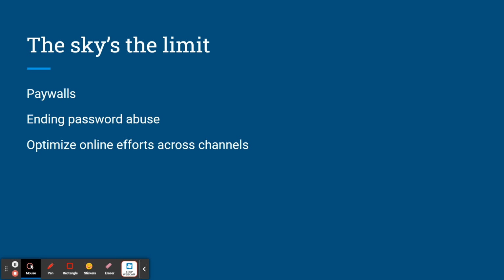Last one is optimizing online efforts across channels. Once you have all your data in a single customer view, you can see patterns among users. For example, these are people who click on ads. These are people who take surveys. These are people who follow us on Facebook. This allows you to find the best way to reach different people and audiences and optimize your site for those goals.